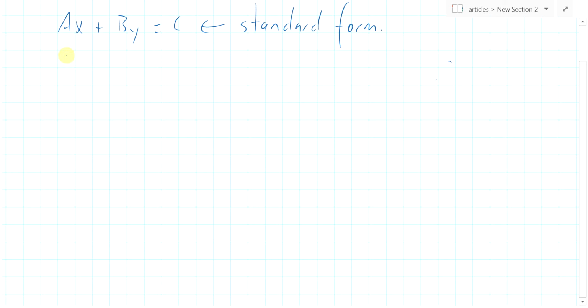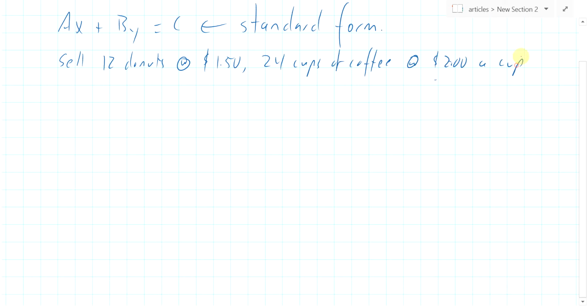So suppose we sell 12 donuts, it's a small donut shop, at $1.50 a donut. And we sell 24 cups of coffee at $2 a cup. How much do you make? Well, you make how much each one sells for, $1.50, times how many you sell, 12. So this product is how much you make on donuts.